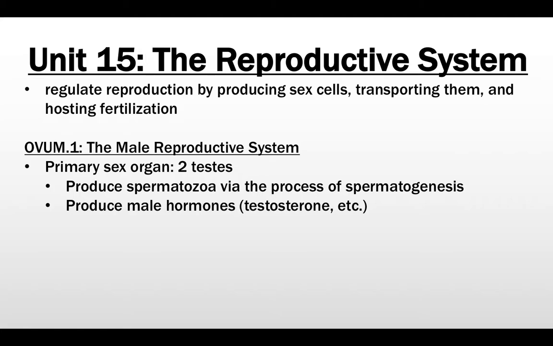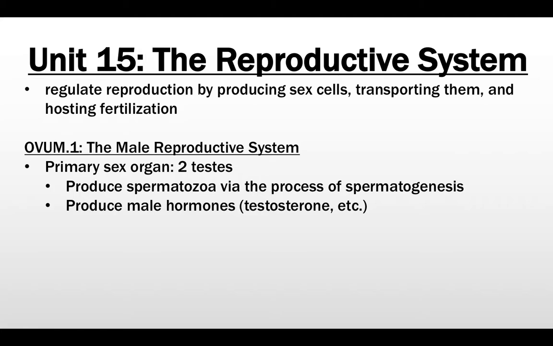Your OVUM.1 standard first talks about the male reproductive system, and we have to first discuss the primary sex organ. So there are multiple sex organs in both males and females, comprised of different tissues having different roles, but the primary one is the one that creates the sex cells. So what we're trying to do here is create cells that have half as many chromosomes as a normal human cell does. So instead of 46, we want cells with only 23. That will allow us to bring two gametes together to produce a human with a full set of 46 chromosomes, half from mom, half from dad.